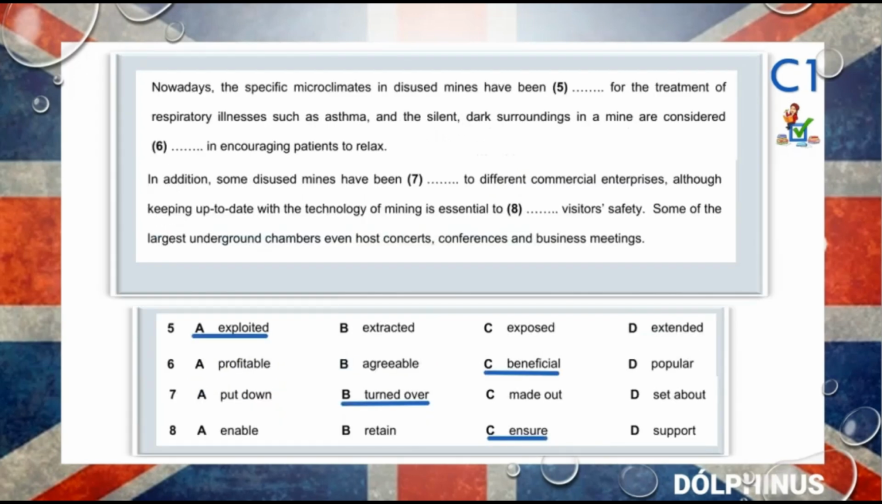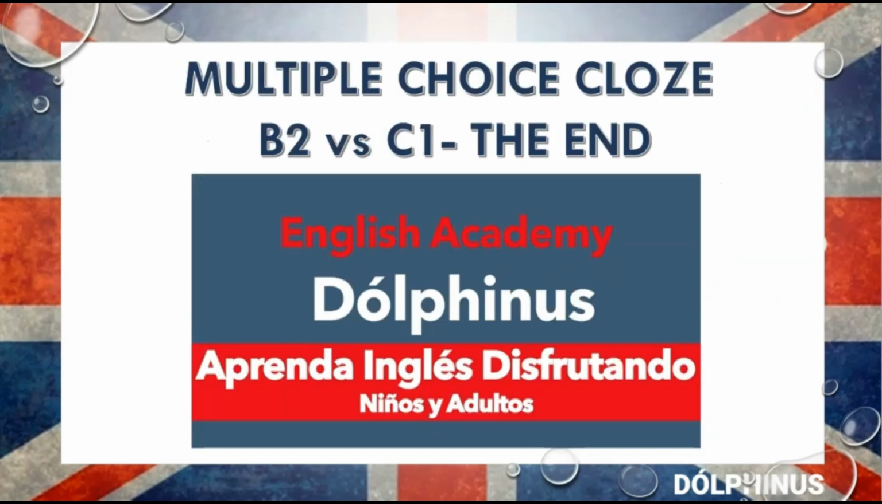Dealing with phrasal verbs, they will be making reference to a much more formal context. So the phrasal verb would be more formal and less common. For example, turn over in B2 would mean "darse la vuelta". However, here in C1, it means transfer. Some misused minds have been transferred to other enterprises, other companies. As you see, C1 has the same reasoning as B2.